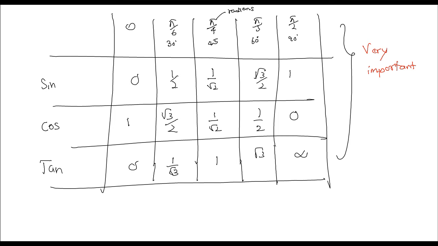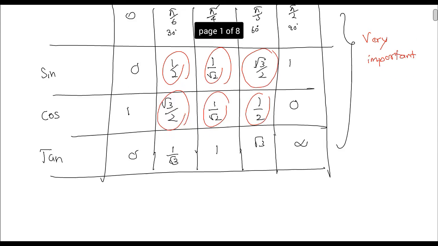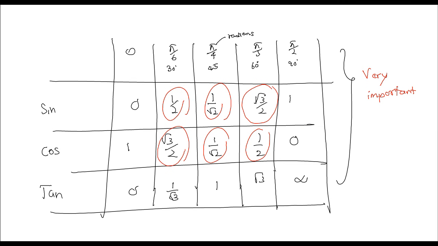Before going to that, you might have already figured out that sine 60 is equal to cos 30, and sine 30 equals cos 60, and sine 45 equals cos 45. So why does that happen? On the side I'm going to write, why does that happen?